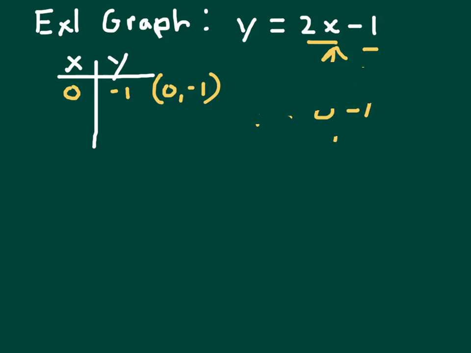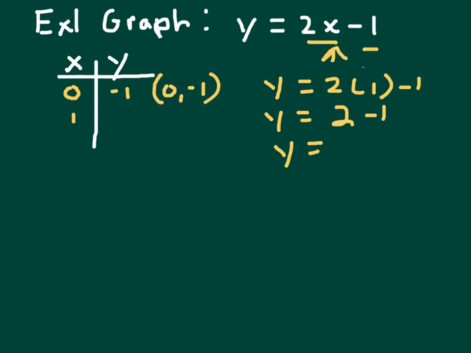All right, now I'm going to erase what I have there, and let's find another number to put in for x. It doesn't matter what number you use. So I'm going to use another easy number. I'm going to use 1 for x. So y is equal to 2 times 1 minus 1. Y is equal to 2, because 2 times 1 is 2, minus 1. Y then is equal to 1. So another ordered pair would be 1, 1.